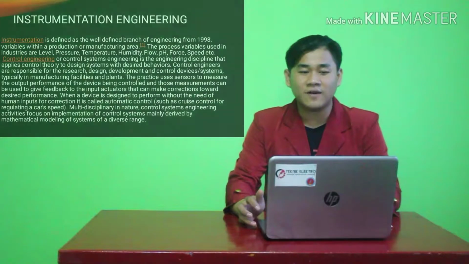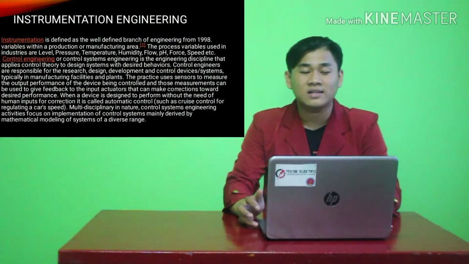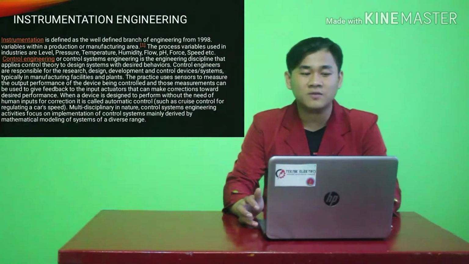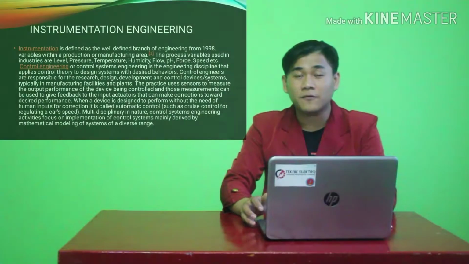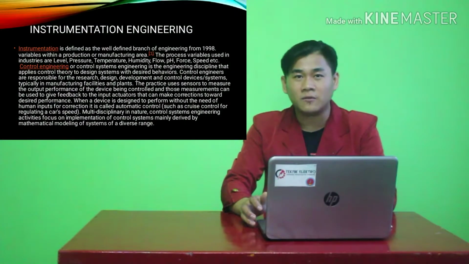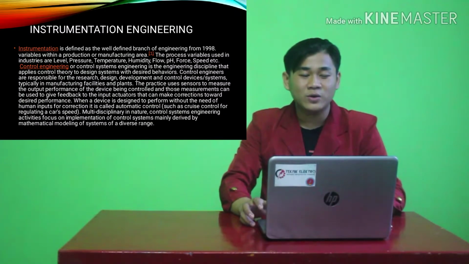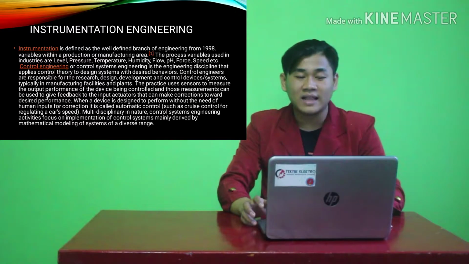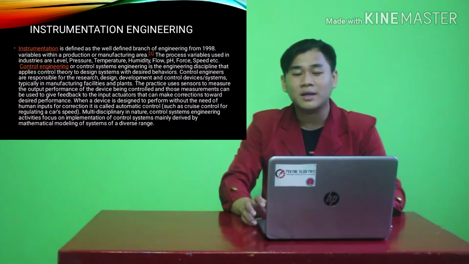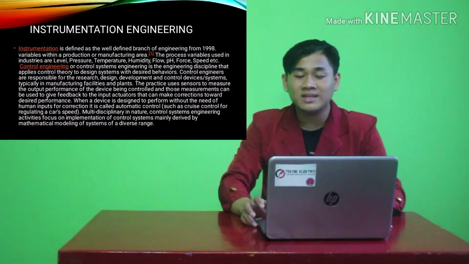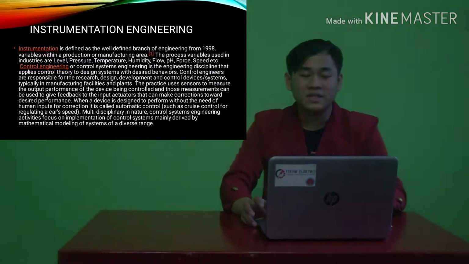Instrumentation engineering. Instrumentation is defined as the well-defined branch of engineering from 1998. Variables within a production or manufacturing area. The process variables used in industrial areas are level, pressure, temperature, humidity, flow, pH, force, speed, etc.